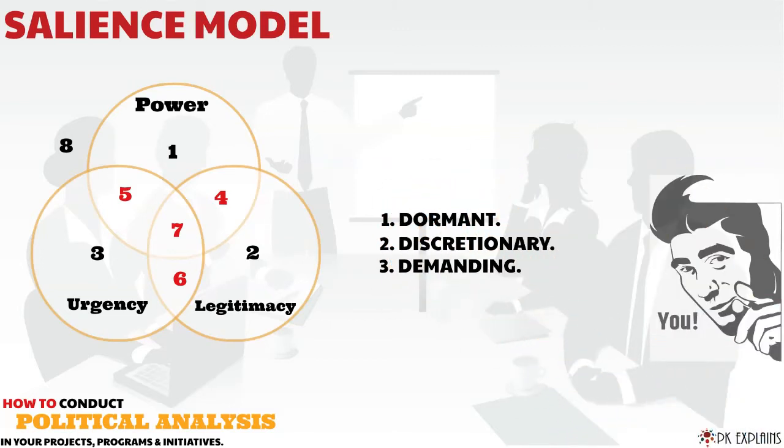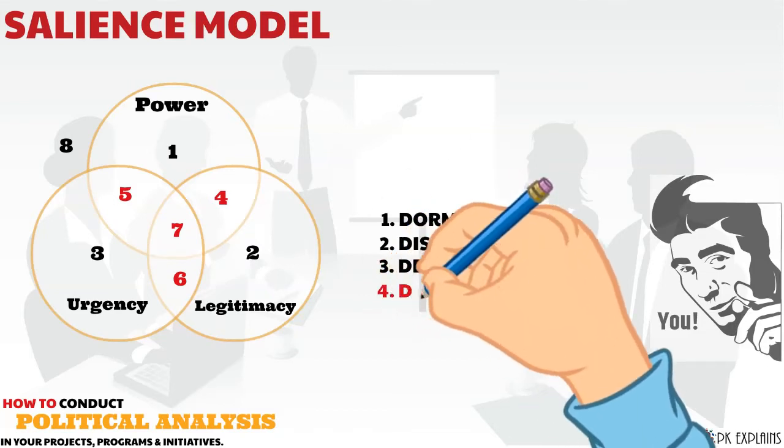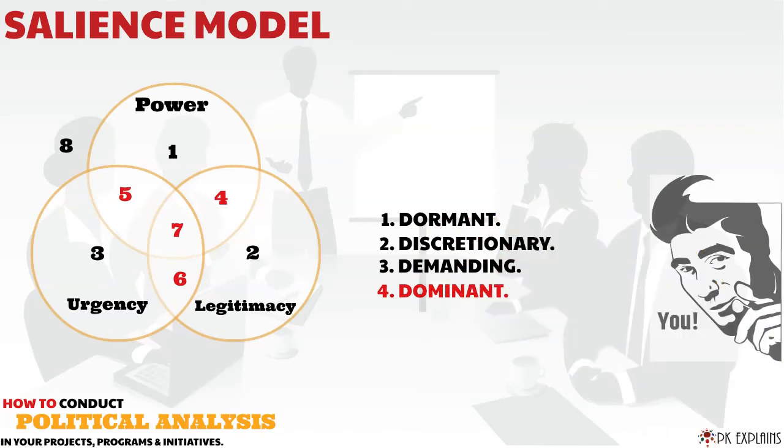3. Demanding. The demanding stakeholders are the ones with urgency. It would be best if you met their needs when asked. They generally have higher and urgent priorities. 4. Dominant. It is an intersection of power and legitimacy.